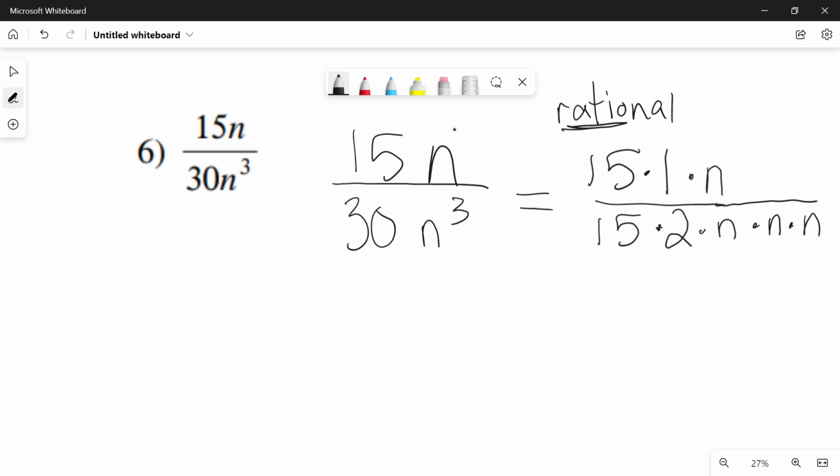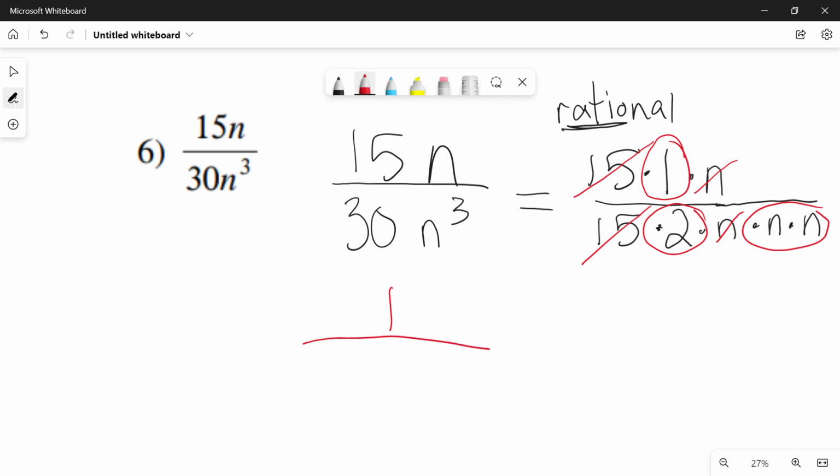Because if I'm multiplying on the top, right, then I'm multiplying it here, but I'm dividing it here, and those operations cancel out. So the 15 and the 15 are going to cancel out, and this n and this n are going to cancel out. So what I end up with is what's left here, 1 over 2, and then n, this is n squared, n to the second power. So my answer is 1 over 2n squared.